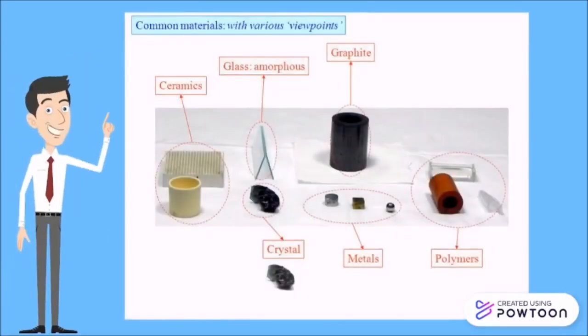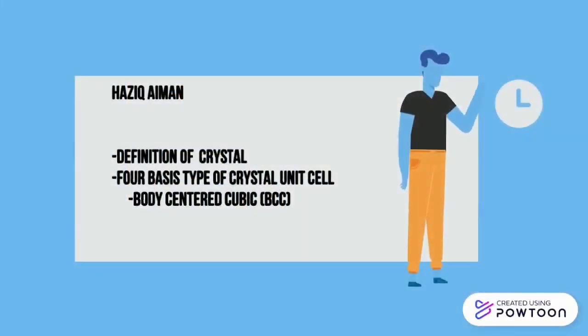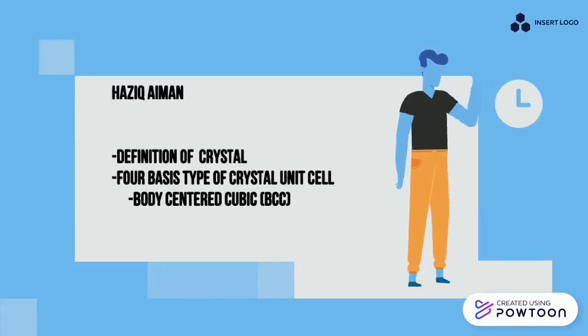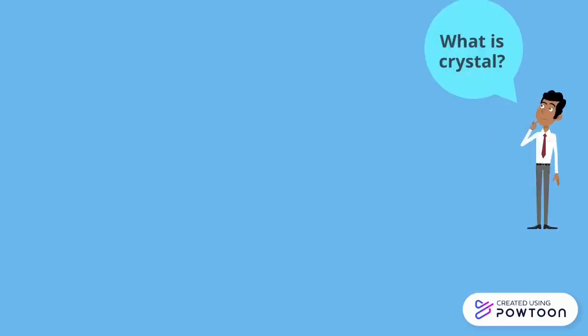Here are common materials with various viewpoints, which are ceramic, glass, graphite, crystal, metals, and the last one is polymer. I will continue the presentation with the definition of crystal and four basic types of crystal unit cell, under the topic body-centered cubic (BCC). What is a crystal?